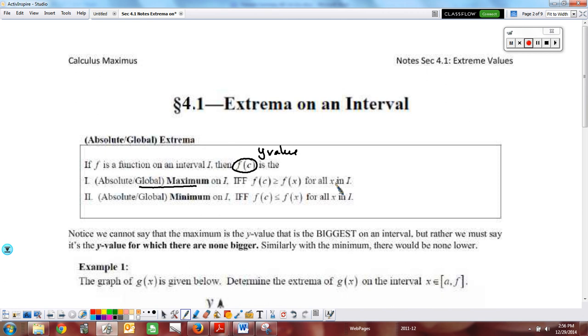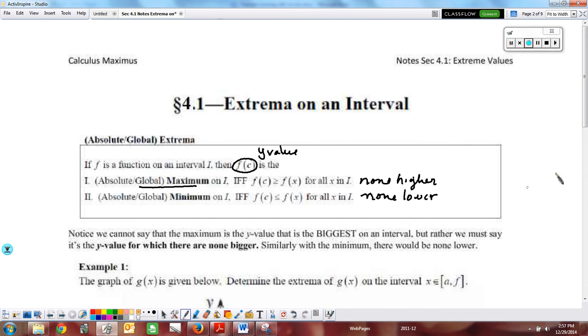In other words, what we're trying to say is that there is none higher. There are no higher y values. You could have y values that are at the same level, but there are no y values higher. There's none higher. And it's a global minimum if and only if this y value at c is going to be less than or equal to the y values for all the rest of the x's that are in your interval, that there are none lower. It's okay to have some that are at the same level, but they can't be any lower.